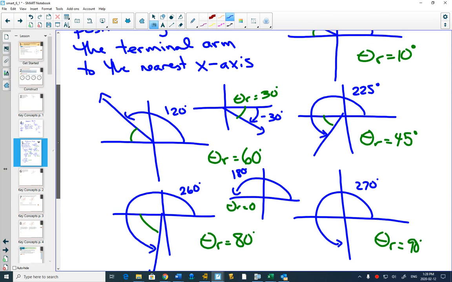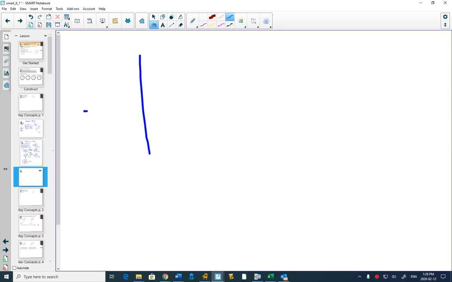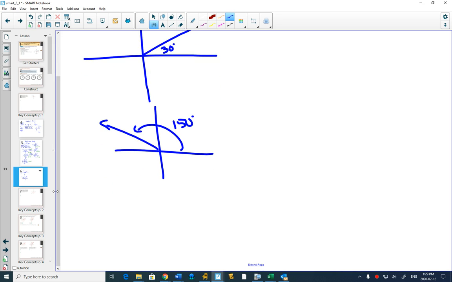Now, why did you learn reference angles? Here's something from grade 11. Should we pick one that you know? How about 30 degrees? So if I pick 30 degrees in quadrant 1, and then I pick the same reference angle in quadrant 2, this would be 150 degrees. And if I pick the same reference angle in quadrant 3, this would be 210 degrees.